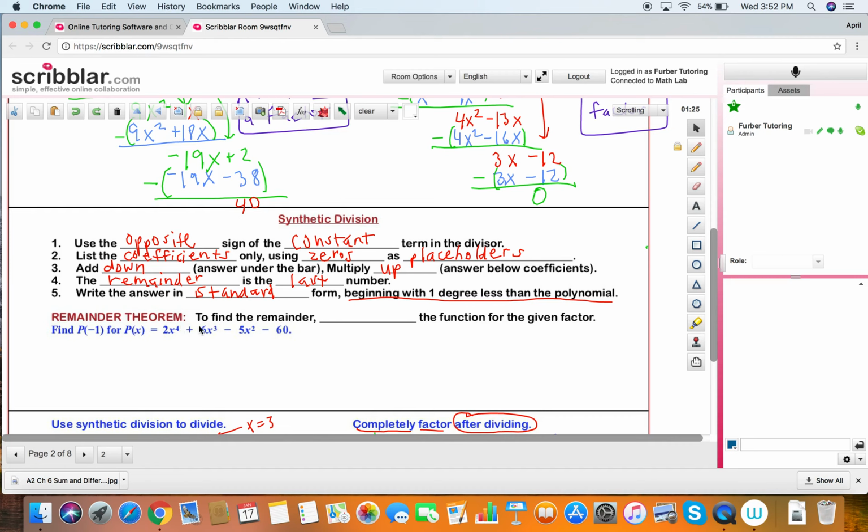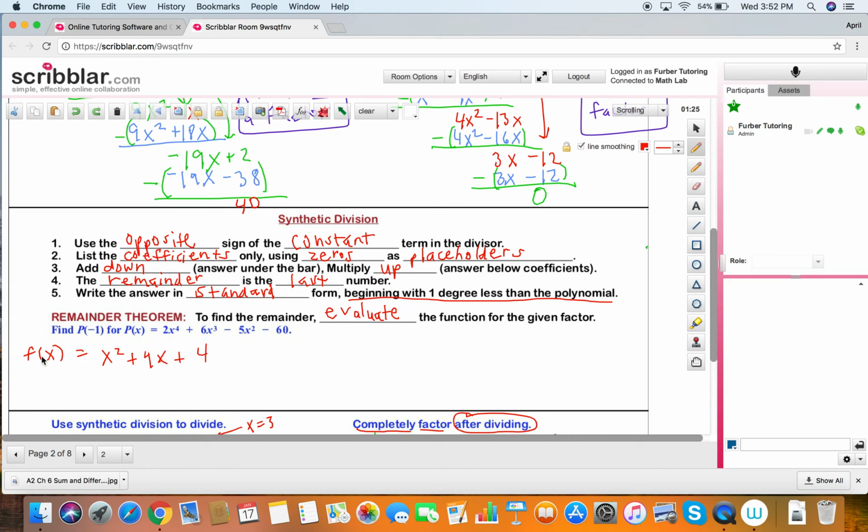So the remainder theorem says this: to find the remainder of a function, we simply need to evaluate the function for the given factor. So what does evaluate mean? Well, we've done this already in Algebra 2 this year, and we did it a little bit in Algebra 1. We talked about what's called function notation. This is function notation. It really is read as f of x.